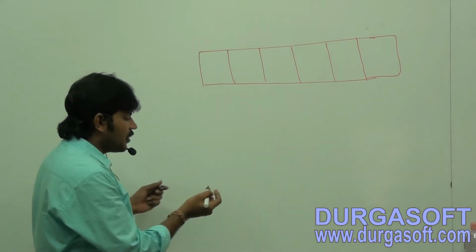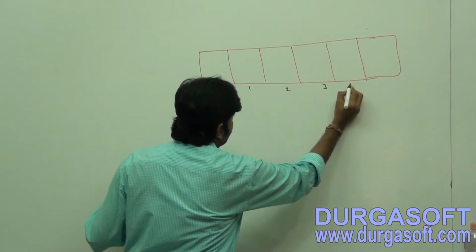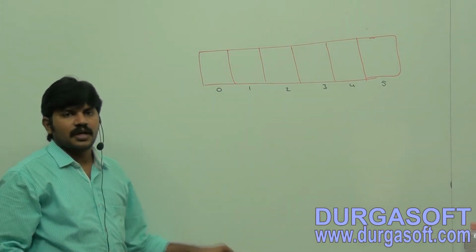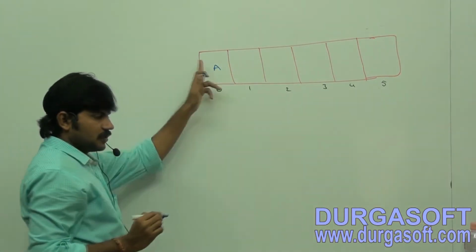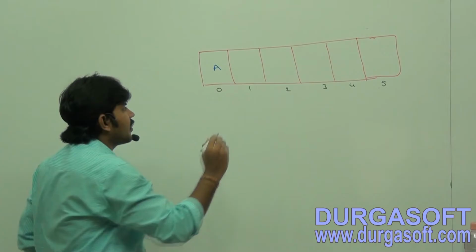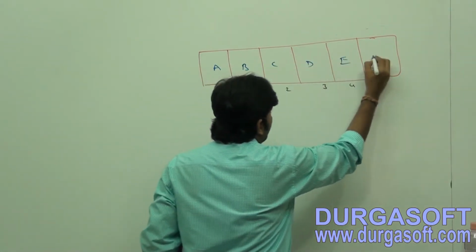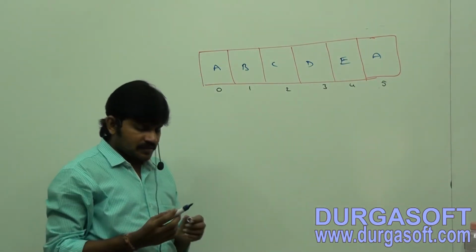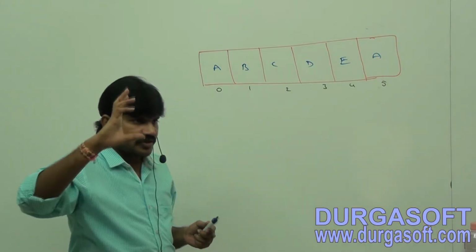Now my point is, observe this one. Sir, here this is the index, correct or not? 0, 1, 2, 3, 4, 5. I want to add objects. This is A, the first added object. The second added object is B, then C, D, E, and then A I am adding. Is it valid or not? Valid.